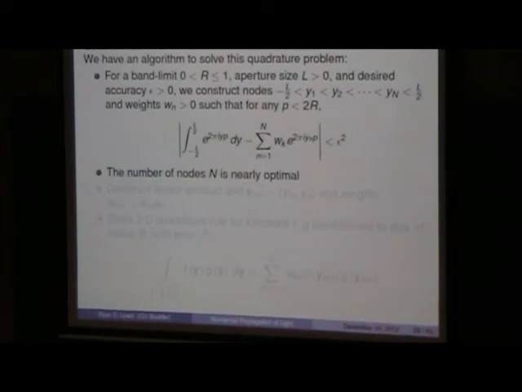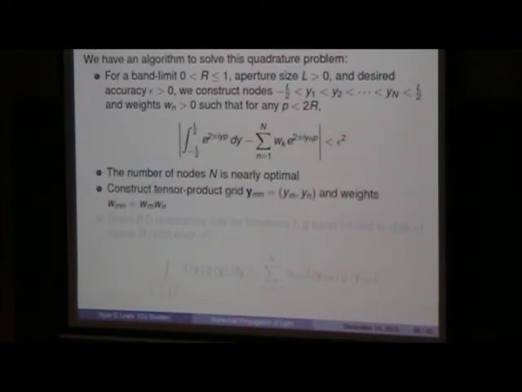So here's how that works. We have an algorithm that solves this particular quadrature problem. For a given band limit and aperture size, we construct quadrature nodes y and quadrature weights w that can integrate any function of band limit 2p with any desired accuracy, epsilon squared. And these are very efficient quadratures. The number of nodes you need is nearly optimal.